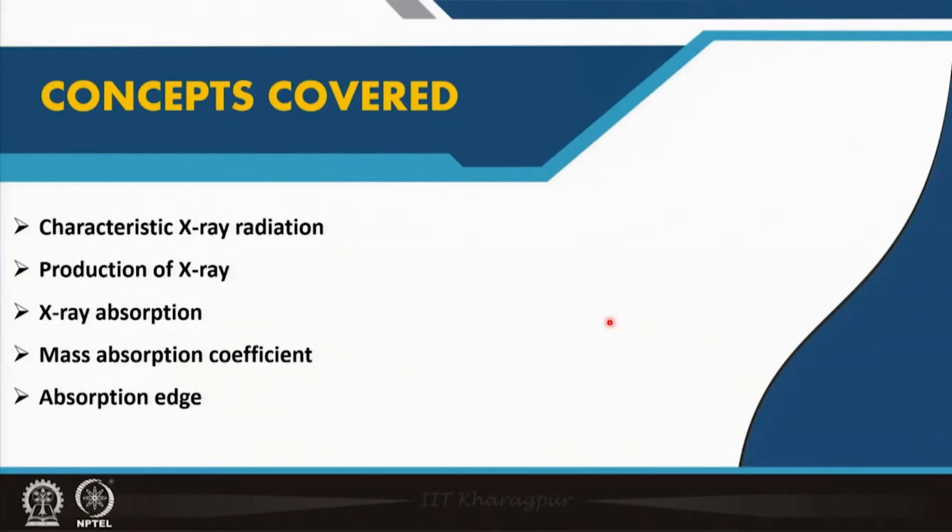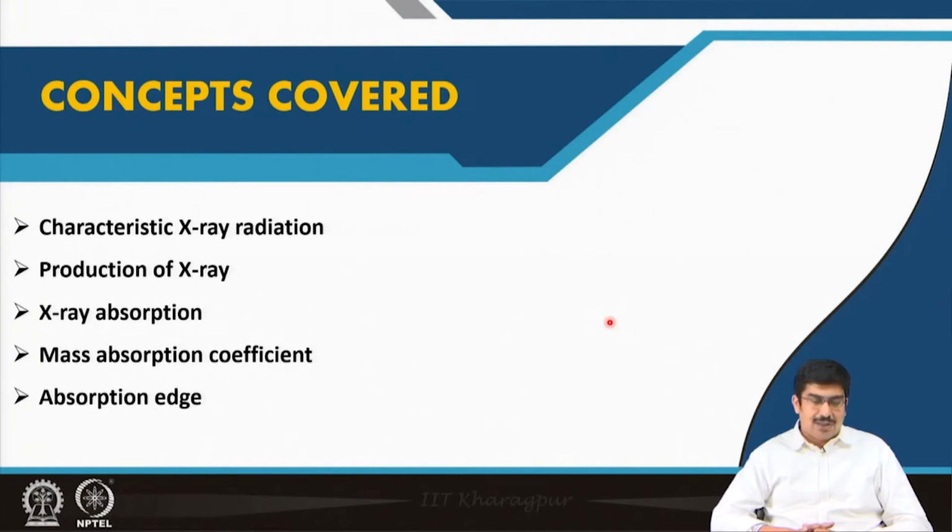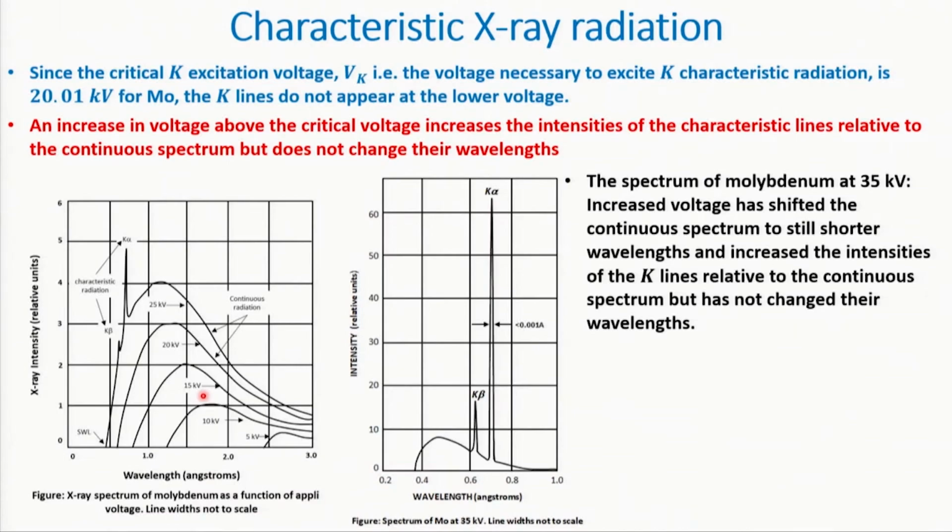and also we will try to at least start X-ray absorption here. So, of course, we'll discuss characteristic X-ray radiation first, then a little bit about the production of X-ray, and then X-ray absorption. And in X-ray absorption we will be discussing mass absorption coefficient and also the absorption edge, if time permits. So, characteristic X-ray radiation will continue where we ended in the last class.